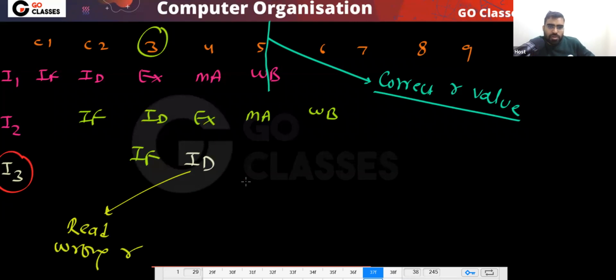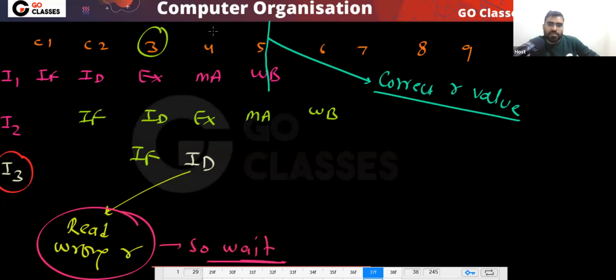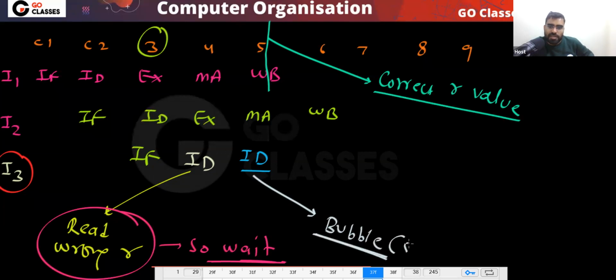So what do you need to do? You need to wait here. You are reading the wrong R, so wait. That's it. In the ID stage you wait, and in the next cycle also you stay in the ID stage. Why am I putting this underline? It means bubble. This underline tells you that it is a bubble, because here the execution phase is idle.